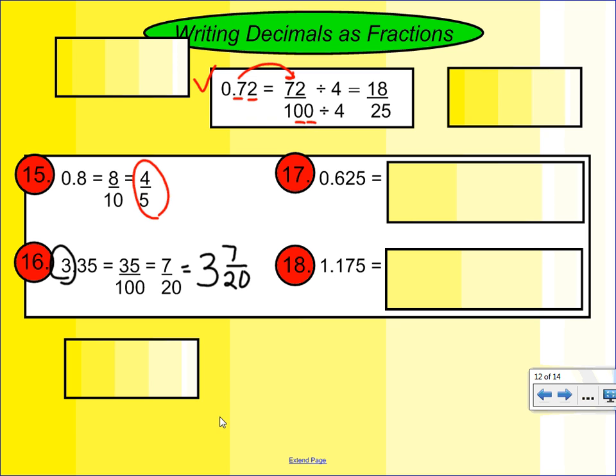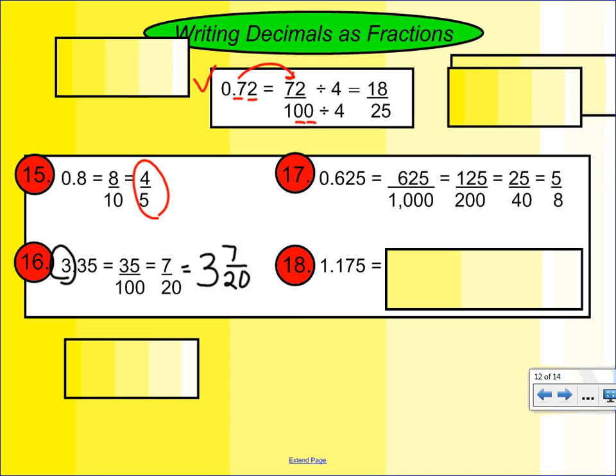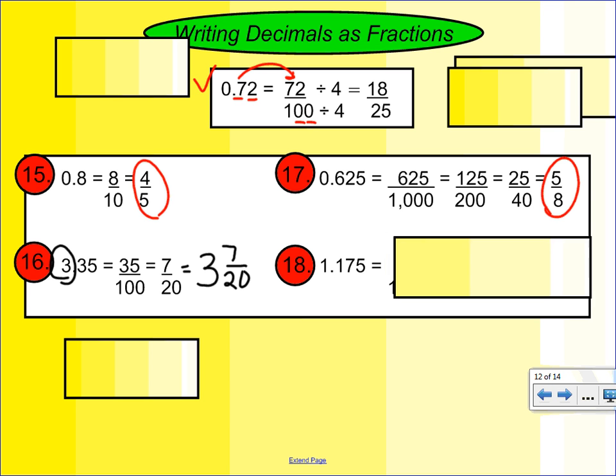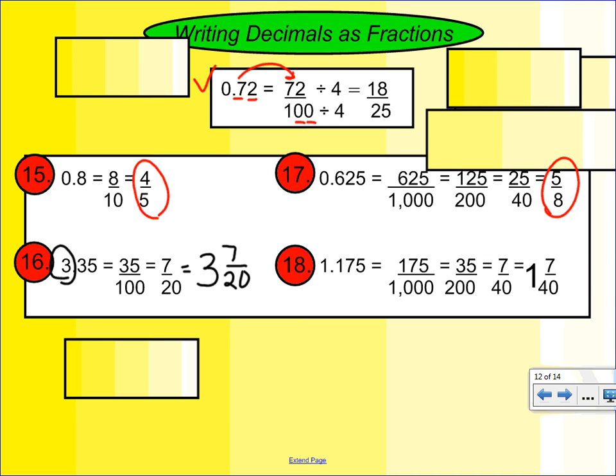Number 17, 625 thousandths can be simplified all the way down to 5/8. And remember, you have to keep simplifying it until there's nothing that the numerator and denominator can both be divided by. In number 18, I have 1 and 175 thousandths. I take my fraction first and I simplify it until I get it to the very lowest form, and then don't forget to take that 1 and put it in front of your simplified fraction.